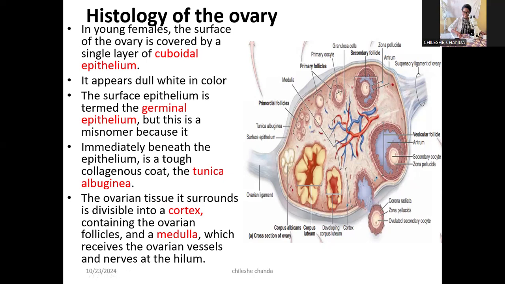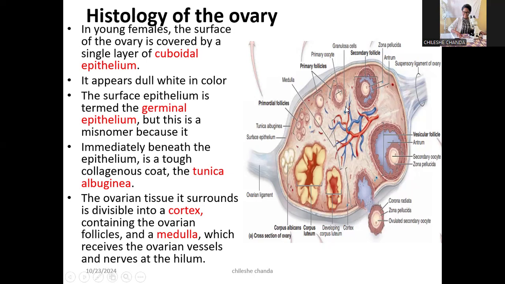So we are going to find that on the outside, we have the surface epithelium, which is made of cuboidal epithelium. Immediately internal to the surface epithelium, we find a connective tissue layer known as the tunica albuginea. And right internal to the tunica albuginea, we find this layer of the ovary where all these follicles are developing, and this layer is known as the cortex.